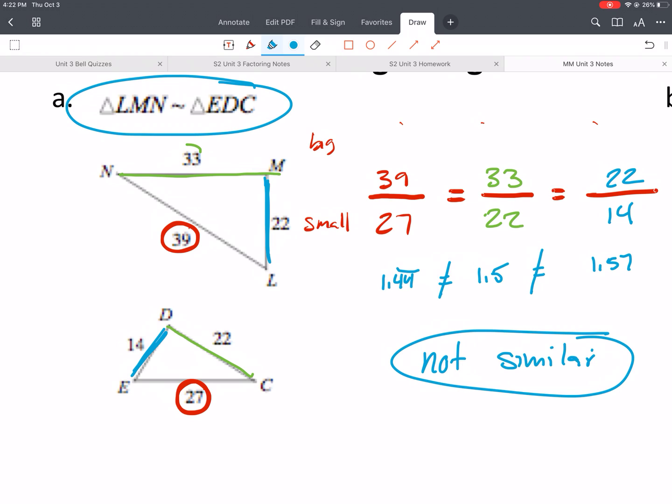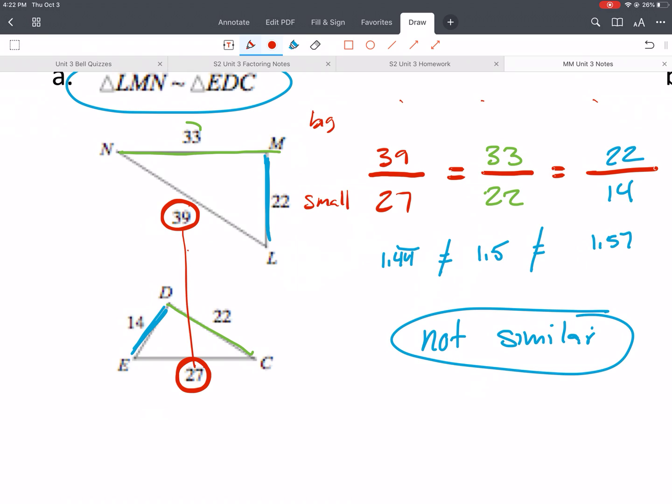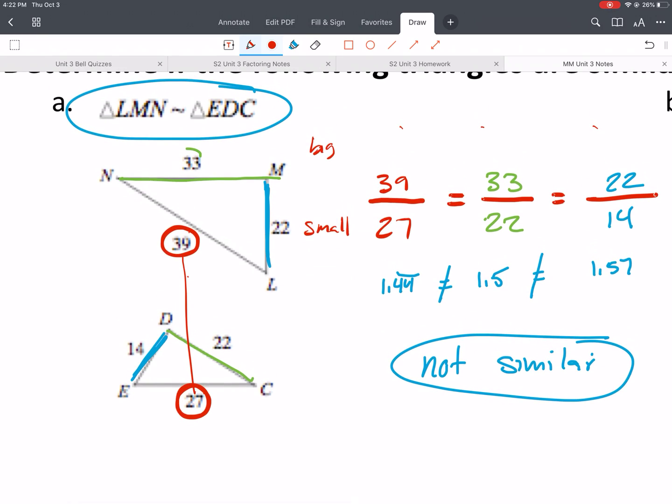This is a similarity statement that tells us what sides are corresponding. So how we use that, you can just use what I did, big to big, medium to medium, and small to small. That works great. Or you can use the similarity statement.